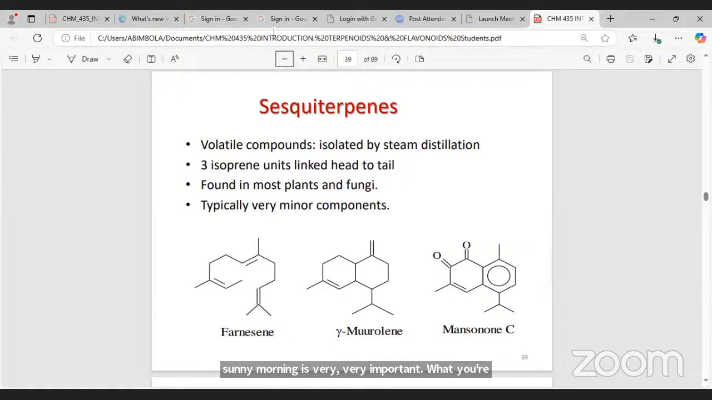Now, remember I said monoterpenes are the most abundant, and we obtain them mainly by hydrodistillation because some of them are very volatile. So we pamper them. But the sesquiterpenes, they are minor. They are typically very minor components. They are not like monoterpenes.